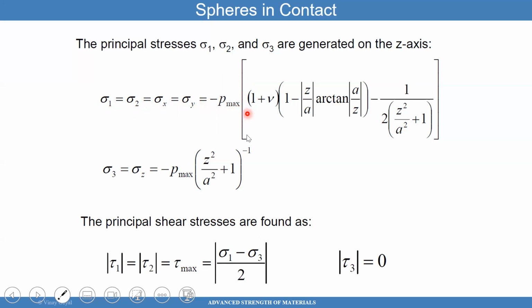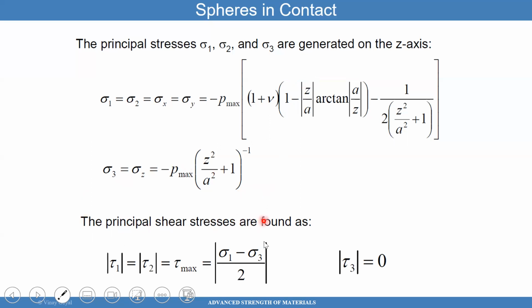You essentially get p max times all this, which is a formula for the principal stresses. This formula depends on the depth z, and it depends on the radius a. In addition, you see the Poisson ratio showing up. You don't see modulus showing up, which is quite interesting. You also get sigma 3, the stress in the third direction, which is equal to this formula, which again does not depend on the Poisson ratio or the modulus, which is quite interesting.